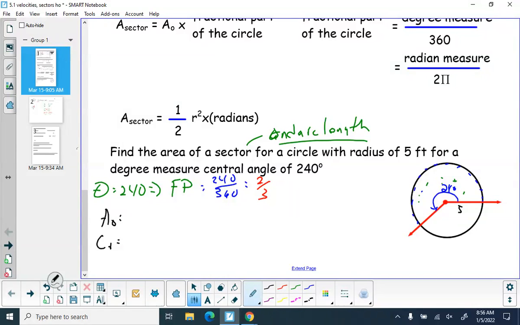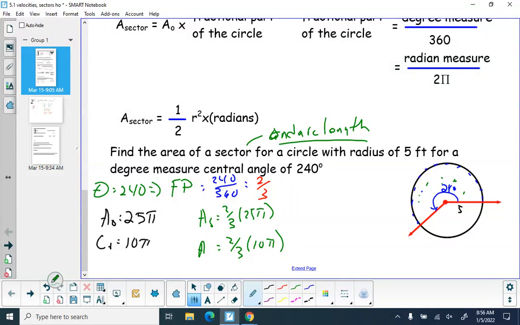Sophia, what's the area? The total area of the circle. 25 pi. Taking pi r squared, the circumference of the circle is going to be what, Jana? 10 pi. So to find the area of the sector, I can take our fractional part, 2/3 of 25 pi. To find the arc length, we can take 2/3 times our 10 pi.